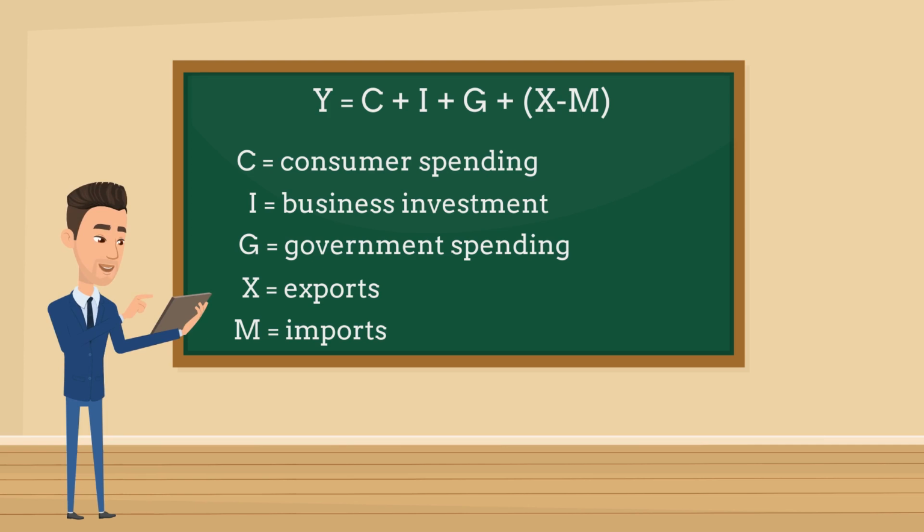This is the most common formula to calculate GDP. GDP, the national income, is represented in this formula as Y. So Y equals C plus I plus G plus X minus M. As you can see, C equals consumer spending, I equals business investment, G equals government spending, X equals exports, and M equals imports. So, X minus M equals net exports.